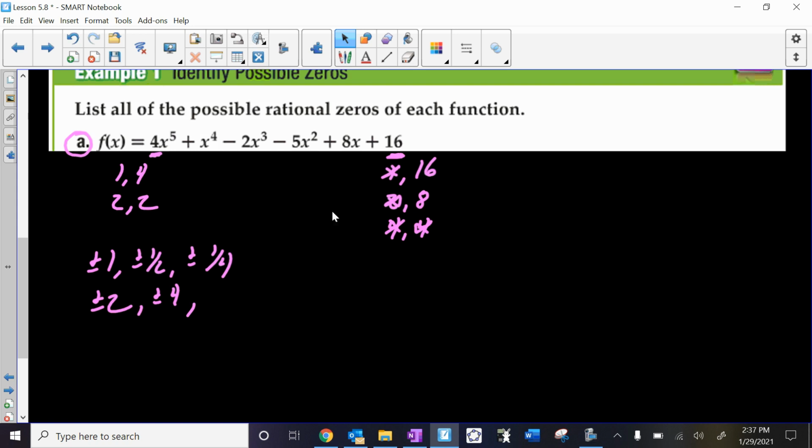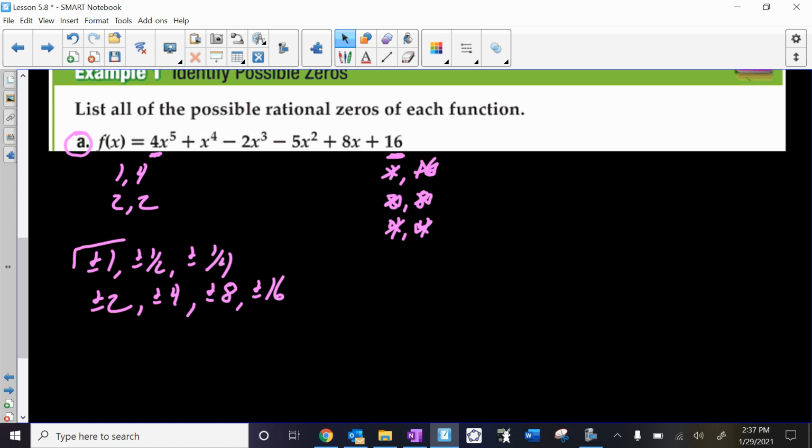Next, we'll move on to 8. 8 divided by 1 is 8. 8 divided by 2 is 4. Not going to rewrite it. And 8 divided by 4 is 2. We're done with 8. We'll go to the last one, 16. 16 divided by 1 is 16. 16 divided by 2 is 8. I'm not going to rewrite it. And 16 divided by 4 is 4.